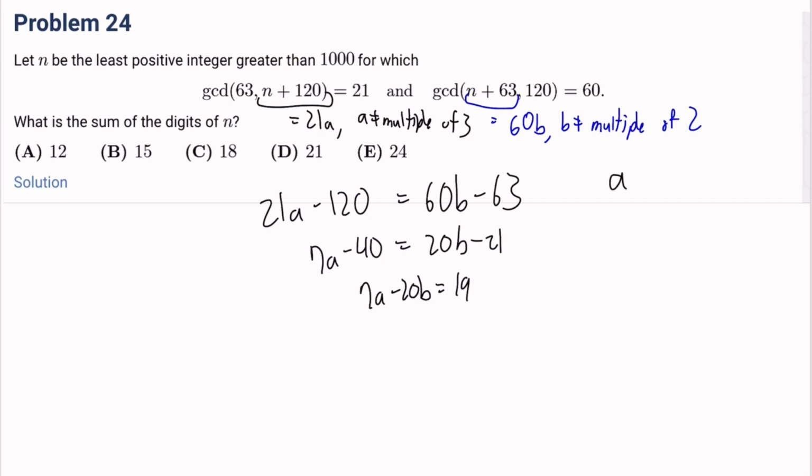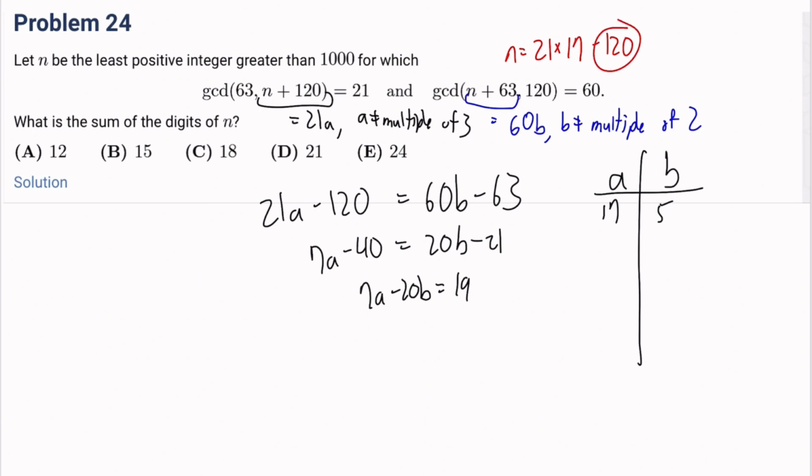And so if we have a and b, first of all we could have 17 for a and 5 for b, right? Because if you put this in there, this does give us 19, and they match these conditions. So 17 and 5 are possible, but then we have to check if n is greater than 1000. So n equals 21 times 17 minus 120, and 21 times 17 is less than 400, and we subtract from that, so that is obviously less than 1000. So 17 and 5 can't be it, and so let's keep looking for the next values.